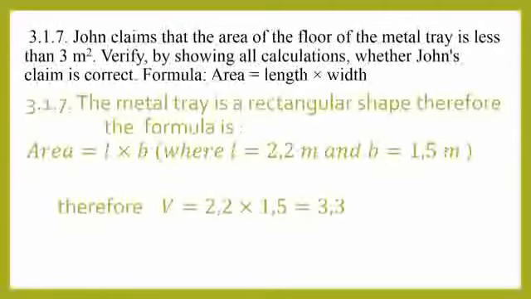Therefore, the volume, I beg your pardon, the area, it should be the area there, not V, will be 2,2 multiplied by 1,5, which is equal to 3,3 square meters. Is John's claim correct? Let's check. John's claim is incorrect because John's claim says it's less than 3 square meters. Here we've got more than 3 square meters, which is 3,3 square meters.